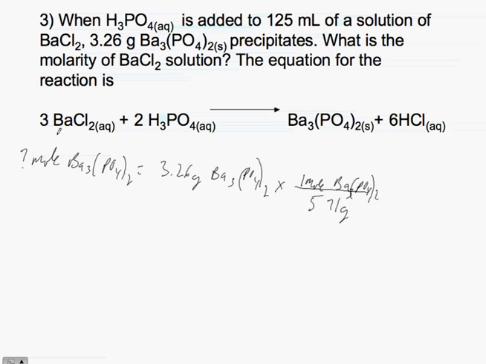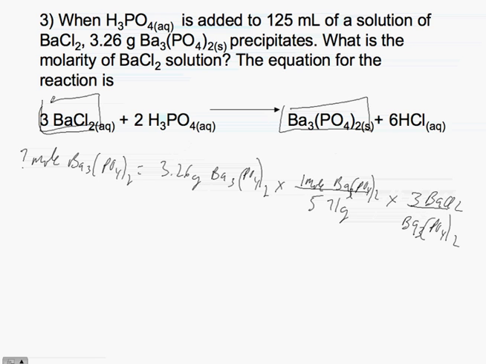But because we're looking for the molarity of barium chloride, we can use the stoichiometry in the balanced chemical equation, which tells us that for every 1 mole of Ba3(PO4)2 that I produce, I will produce 3 moles of BaCl2. So stoichiometry tells me that for every 1 mole of barium phosphate, I have 3 moles of barium chloride.